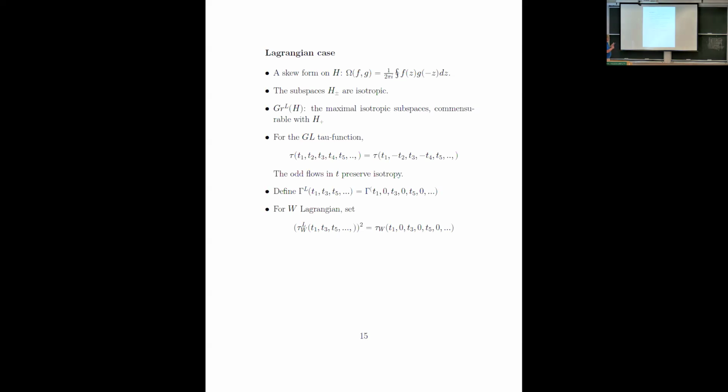The 2 basis subspaces are isotropic. And you look at maximal isotropic subspaces that are commensurable with H. So again, it's Fredholm in one direction, small in the other. And you have the standard GL tau function, which now is invariant under an involution. You define this thing here.